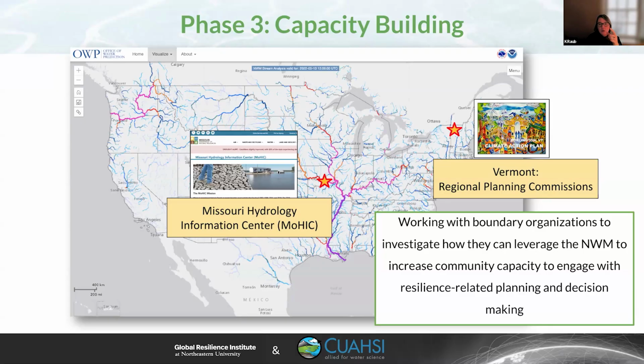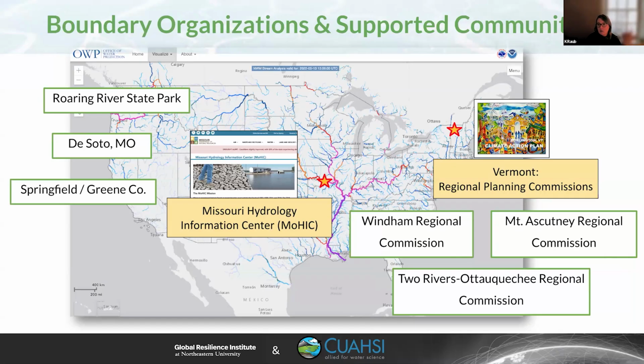In Vermont, we worked with 3 regional planning commissions, because in Vermont we don't have county-level government. We have these regional planning commissions that support all of our teeny tiny towns. In Vermont, we had the Windham Regional Commission, Mount Ascutney, and the Two Rivers-Ottauquechee Regional Commission. And then in Missouri, we were working with the Missouri Hydrology Information Center, MOHIC, as our boundary organization, at the state level through DNR. They have 3 communities they chose: Roaring River State Park, DeSoto, and Springfield-Greene County.